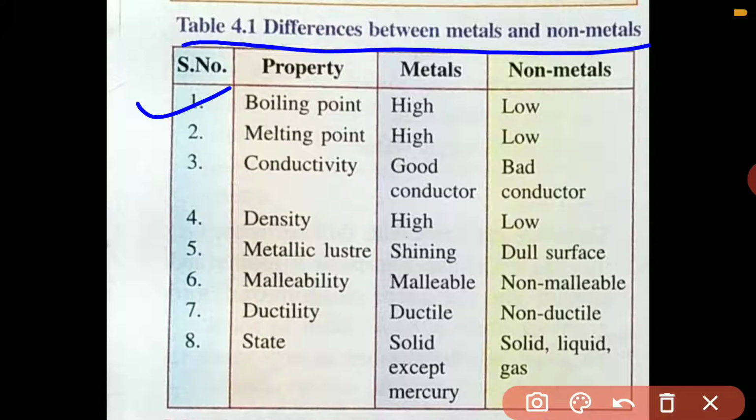So point number 1, boiling point. What is a boiling point? It is the temperature at which a substance starts boiling. So metals have high boiling point and non-metals have low boiling point.